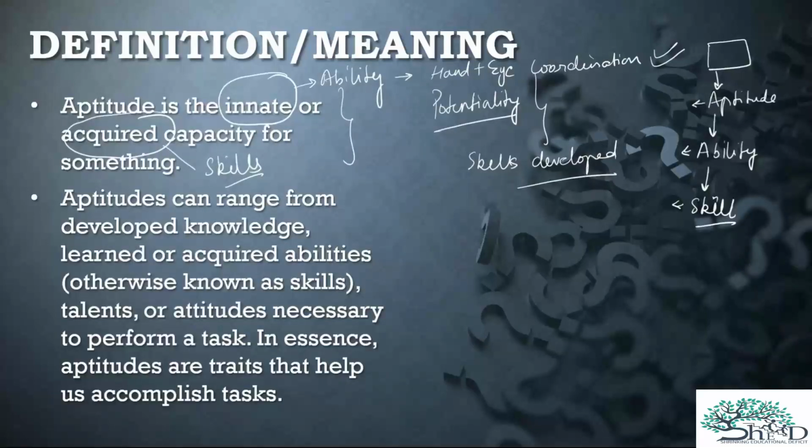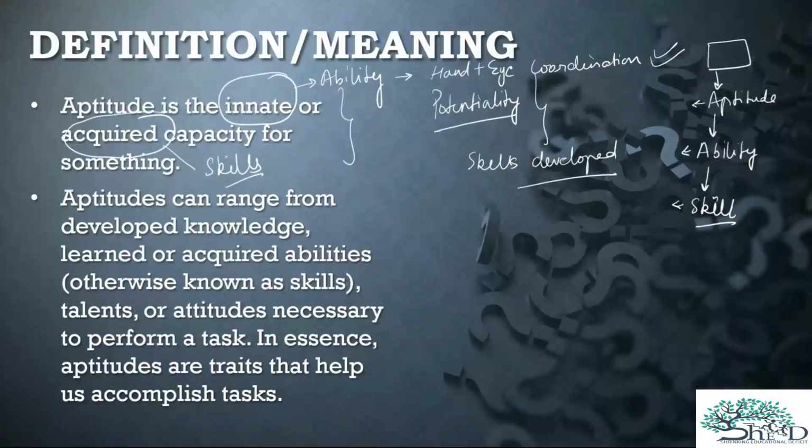Let's say PV Sindhu, a successful cricketer, Virender Sehwag, Yuvraj, Sachin. And another thing, aptitude is hidden, it's inside. Ability is something which you can see right now, and skill is developed by rigorous practice. It can be acquired also. We'll see the differences, don't worry.